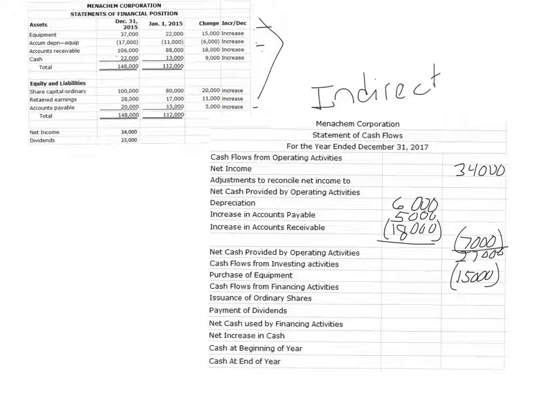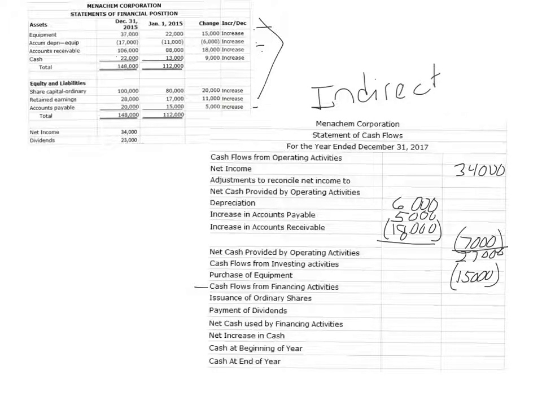We don't have other items in investing, otherwise we would put them in the left column and total them and say total cash provided or total cash used by investing activities, but it's simply not here. So we're going to move down to the financing activity section. Stock was issued for $20,000. That's the change in share capital ordinary.